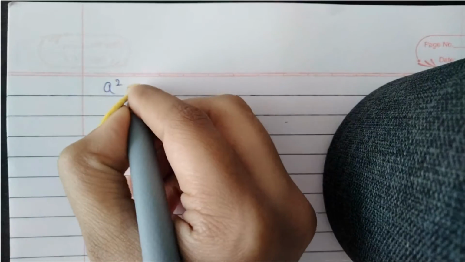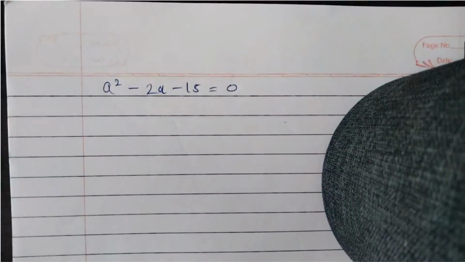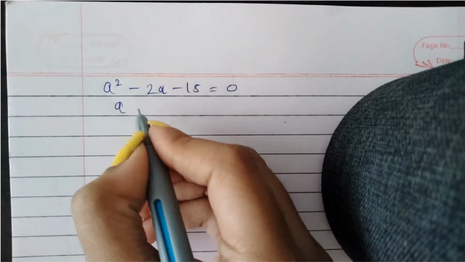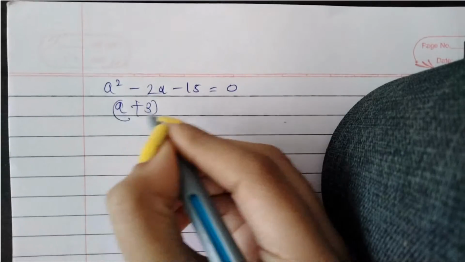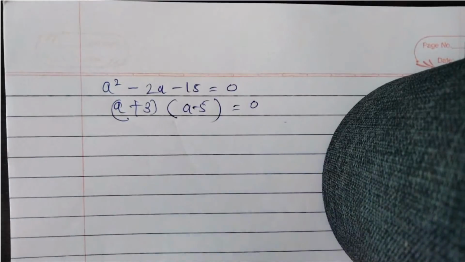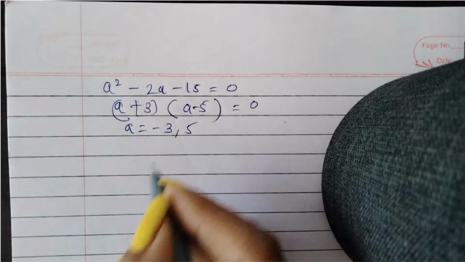So finally we will get this quadratic equation, which is a² − 2a − 15 = 0. Using the splitting the middle term method, the two factors of the quadratic equation are (a + 3)(a − 5). So a = −3, 5.